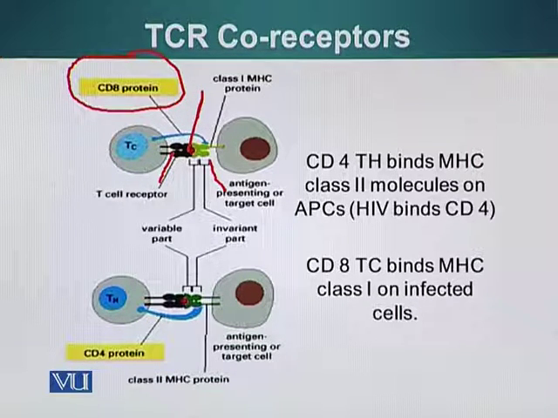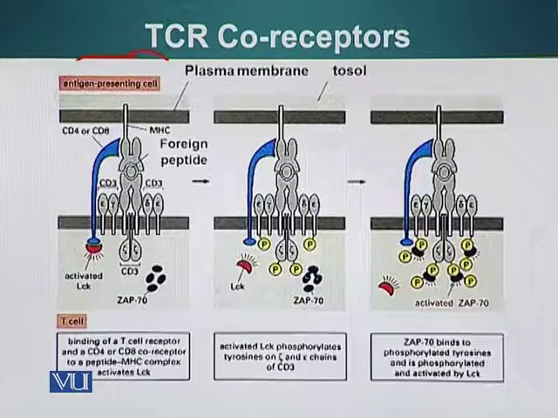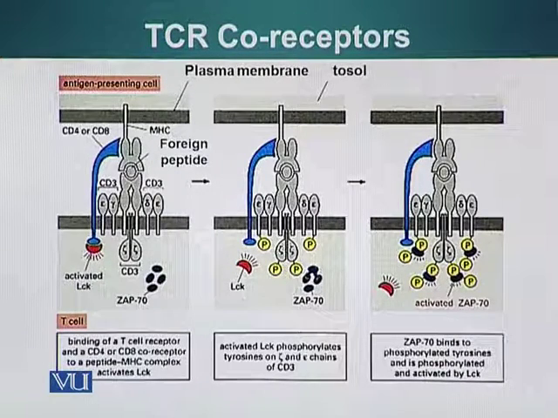Here I would like to point out again that the co-receptors bind the invariable region of the MHC molecule, which is shown here in green. We are seeing this interaction right around here. So this interaction is at the invariable region of the MHC molecule. The purpose again is stabilizing this interaction. Additionally, the co-receptors also help transmit the signal.